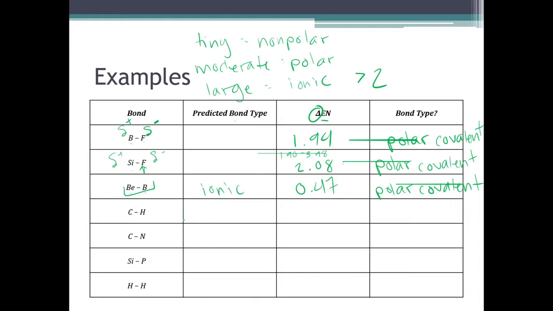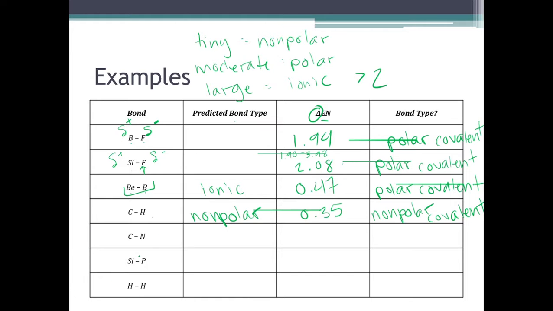Next we have carbon and hydrogen, which we said in the notes was going to be a nonpolar bond. It's one you can always count on to be nonpolar. When we do our subtraction, carbon is 2.55, hydrogen is 2.2. So subtracting those, you get 0.35, which is less than 0.4. That is going to be nonpolar covalent. You don't have to say covalent every time. That's probably the last time I'll write it. Nonpolar covalent.